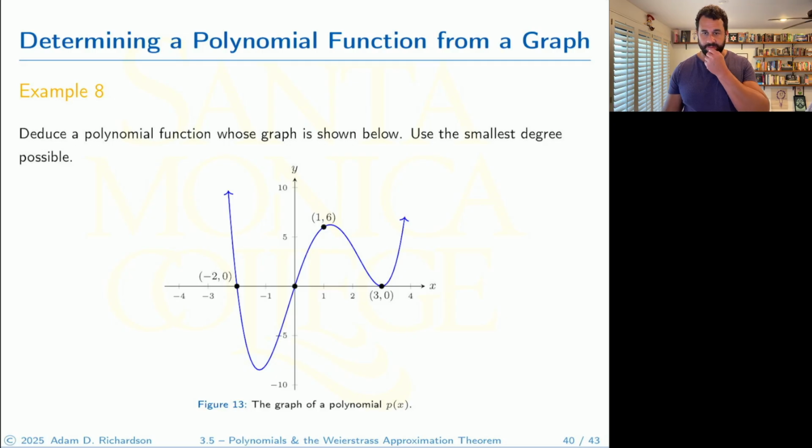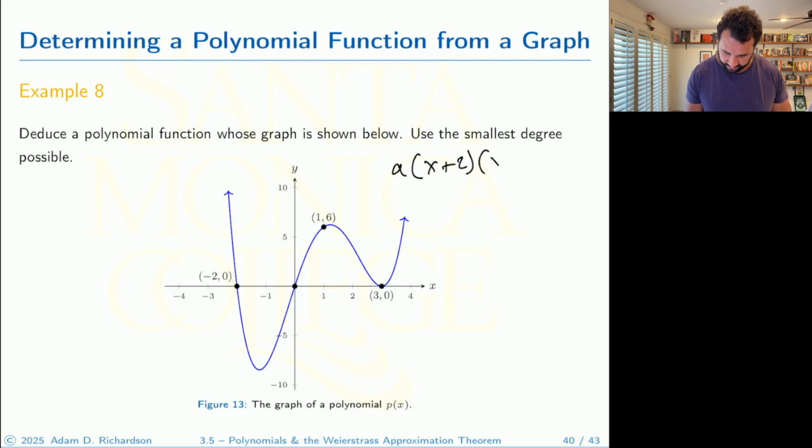Let's see. Okay, first thing I notice are the zeros. I've got a zero here, a zero here, a zero here. Because I know those zeros, I immediately get the factored form. So just looking at that at a glance, I already know it's got to look something like this: a times (x + 2)(x - 0)(x - 3).